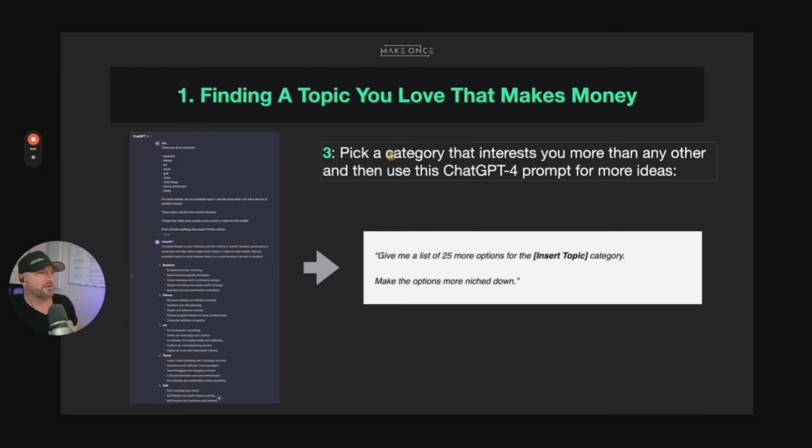And then what we want to do is, from that, pick a category that interests you more than any other, and then use this prompt here to get even more ideas, okay? So I picked business, and then I picked the digital marketing and social media strategy, just as an example. And then I said, give me a list of 25 more options for insert topic category. So I picked business, so I'd put, give me a list of 25 more options for the digital marketing and social media strategy category. Make the options more niche down.